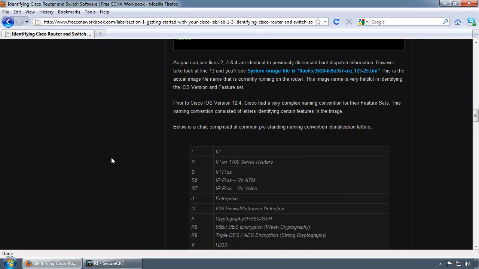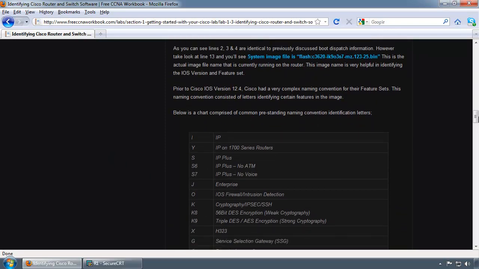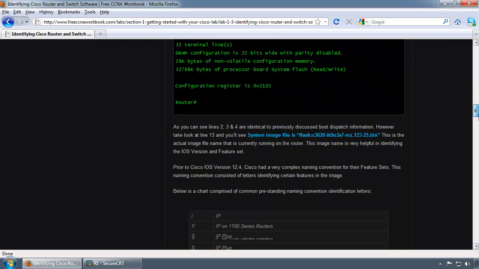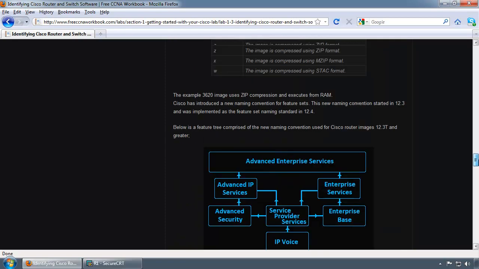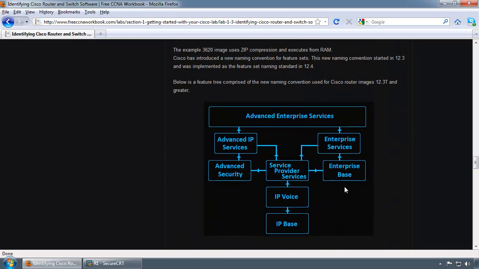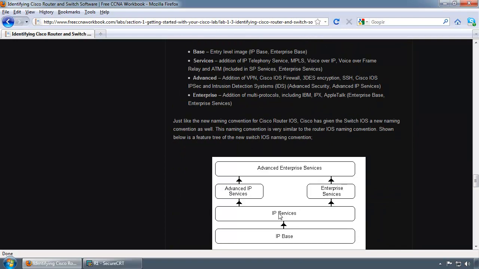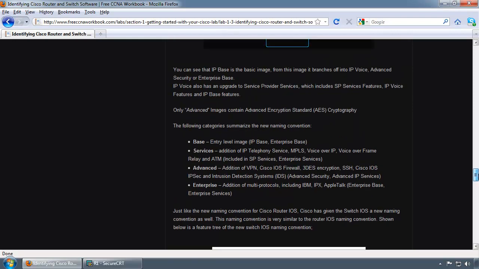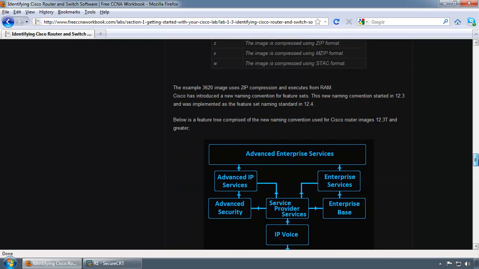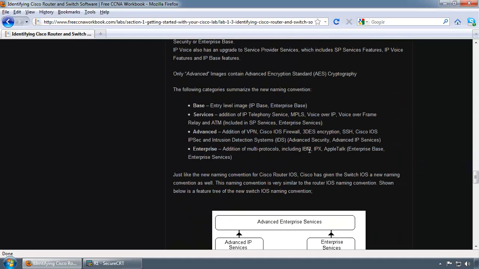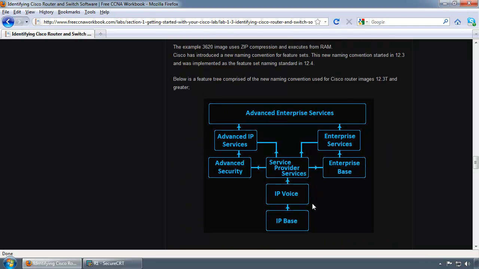Oftentimes when you use Cisco devices in a lab, especially a CCNA, CCNP, or even a CCIE lab, you will most of the time want to run the latest and greatest, which in most cases would be advanced enterprise services, or IP services for a switch, whether it be the 3560 or the 3550, which are the two most popular Cisco lab switches. Because you want to run these images, you'll have all of the features available for you to learn. It's kind of hard to learn different types of features if you use an IP base image, because IP base doesn't support SSH or MPLS or IOS firewall and stuff like that.